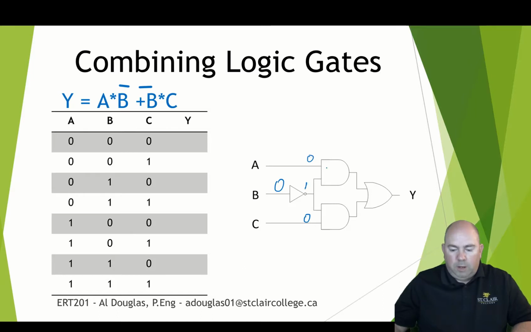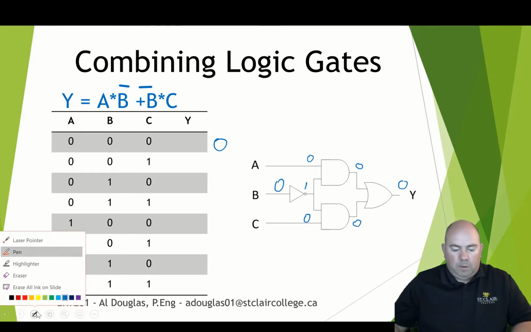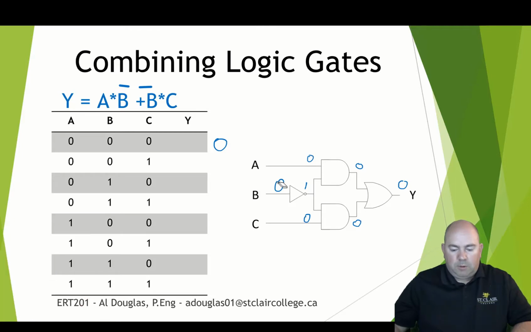A 0 and a 1 go into this gate. We know the only thing that produces a 1 out of here is a 1 and a 1 going into this. So this would produce a 0 coming out. A 1 and a 0, same thing. That's going to produce a 0 coming out. And with the OR, a 0 and 0 on an OR produces a 0. So we would know that this one here gives us a 0. So we could basically repeat that process.